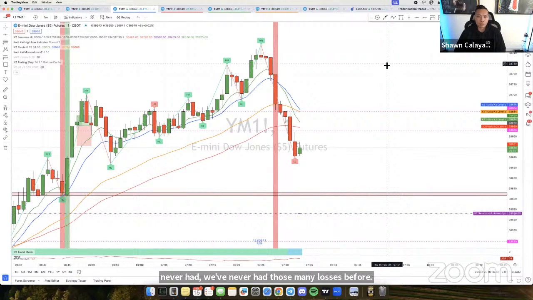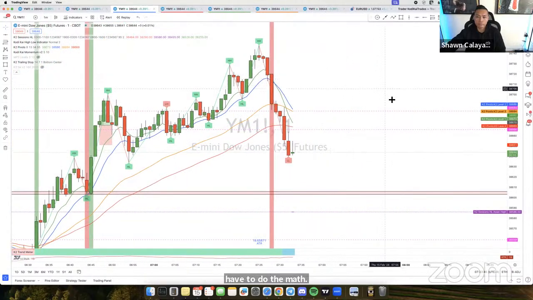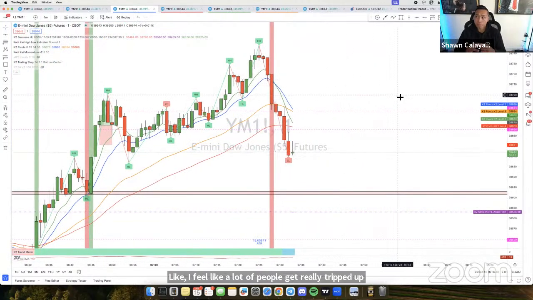I'm just using probabilities. Not to say that it's impossible, but using probabilities, the odds of me blowing an account using that contract size are damn near impossible. You guys just have to do the math. A lot of people get really tripped up about the trailing drawdown rule, but if you do the math, it's not really that difficult. I've done the math, I can take a 10 contract and I'll have 4 opportunities. That means I'd have to lose 4 back-to-back PRBs, which you guys have never seen before.